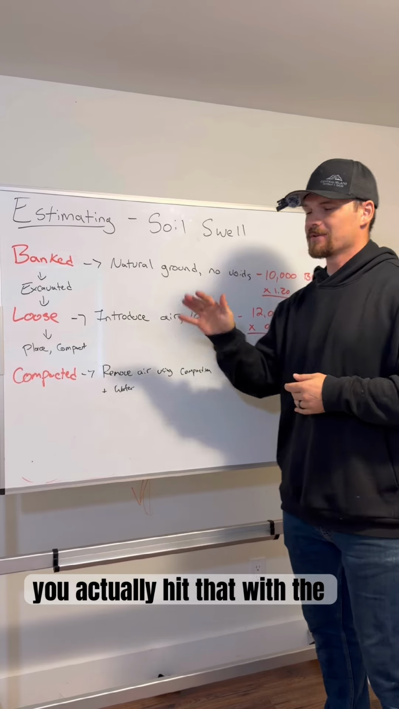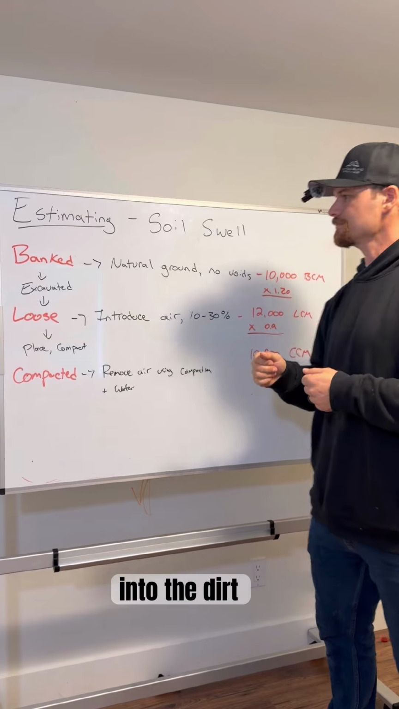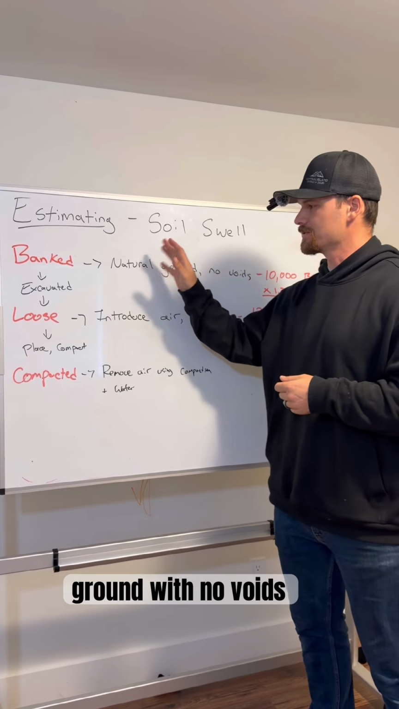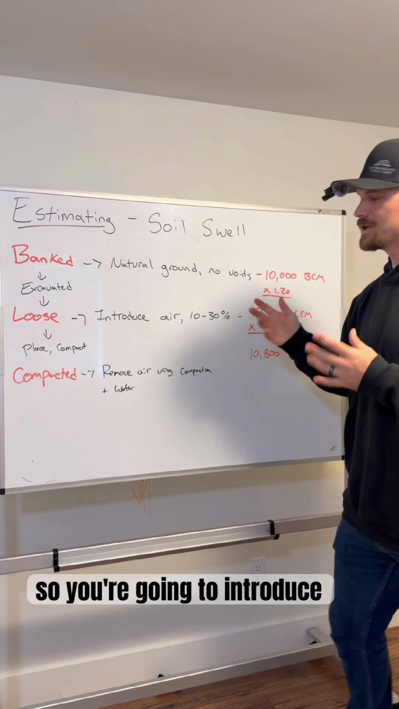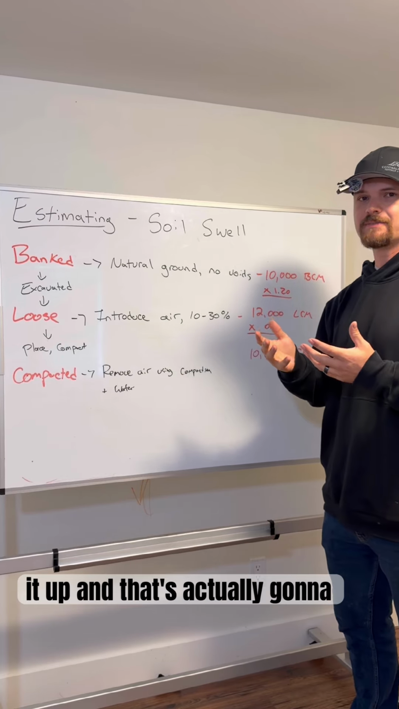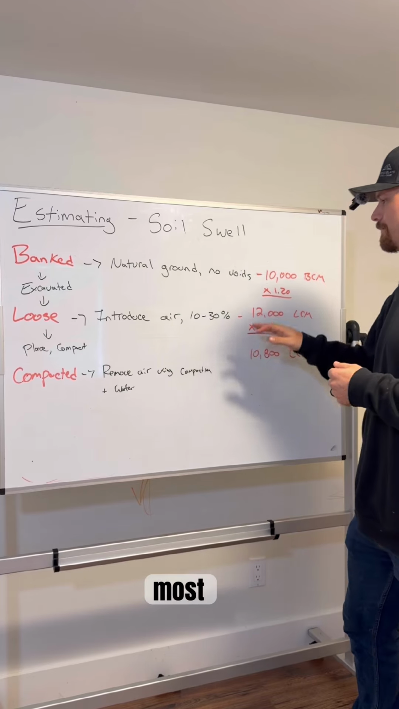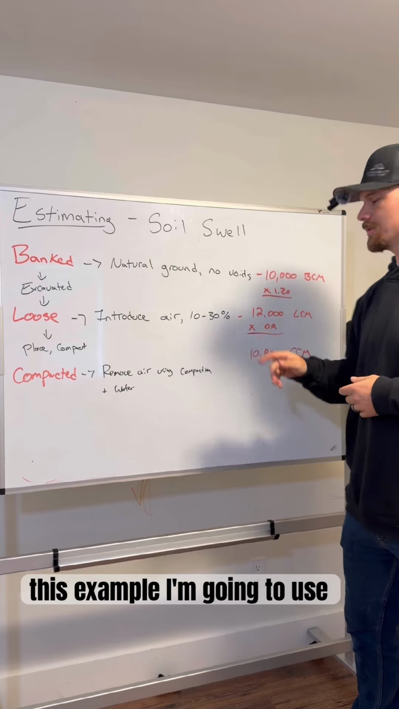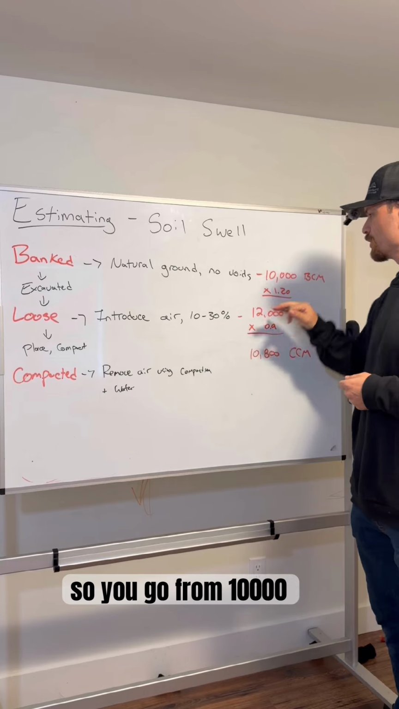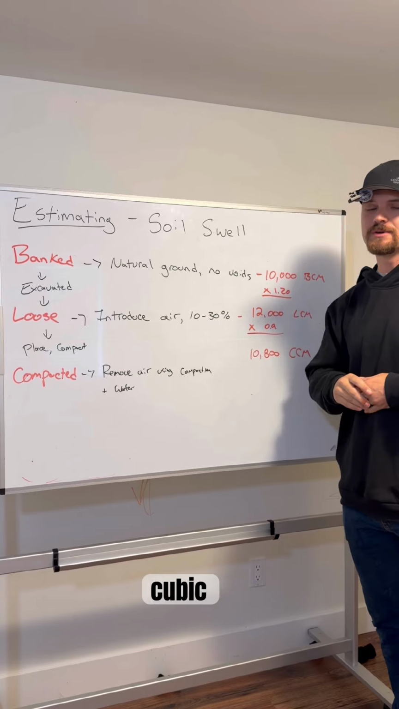So once you actually hit that with a machine and dig it, you're going to introduce air into the dirt. And that's going to turn it from natural ground with no voids into a loose state. You're going to fluff it up, and that's actually going to expand your volume. Most soils range between 10 and 30%. For this example, I'm going to use 20%. So you go from 10,000 banked cubic meters to 12,000 loose cubic meters.